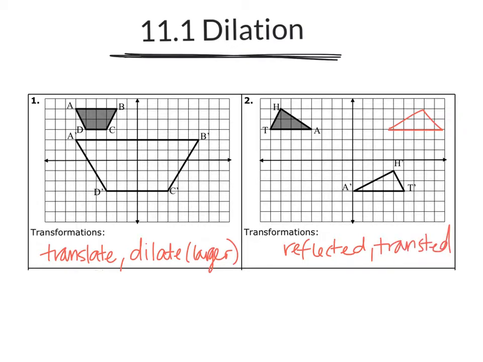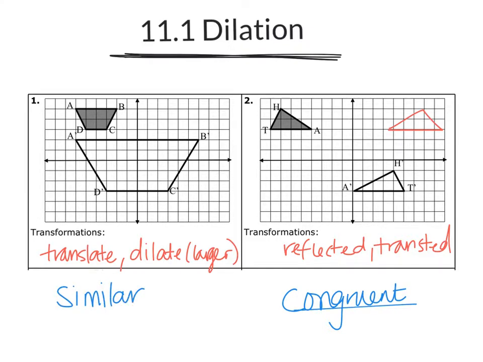All right, so in general, I just want to say that these are going to be congruent triangles, while these other 2 are going to be what we call similar triangles. So let's talk about what makes something similar versus congruent.